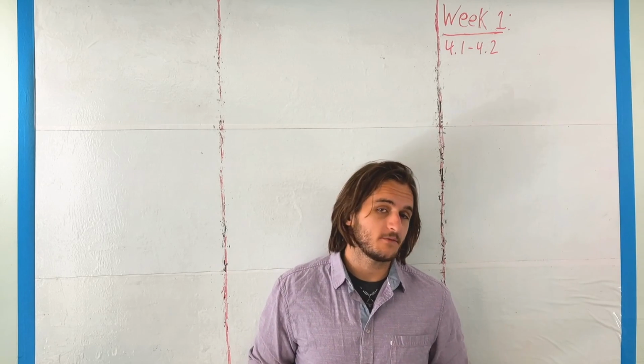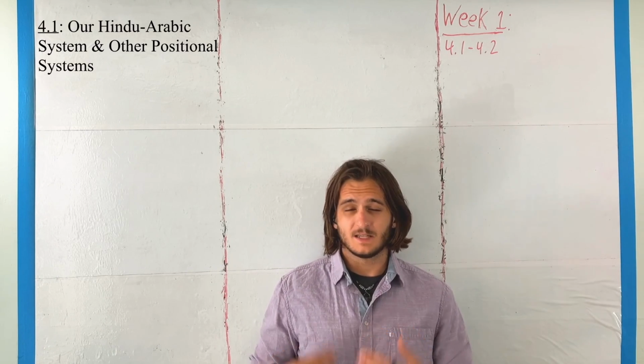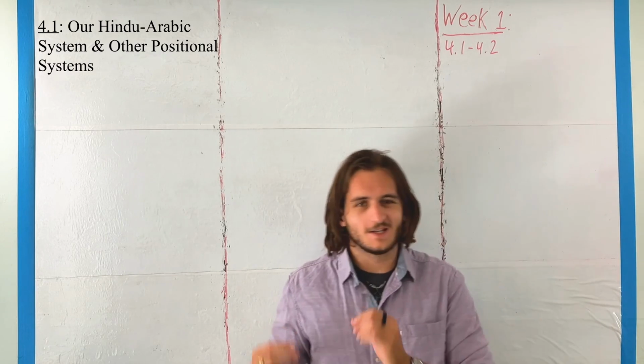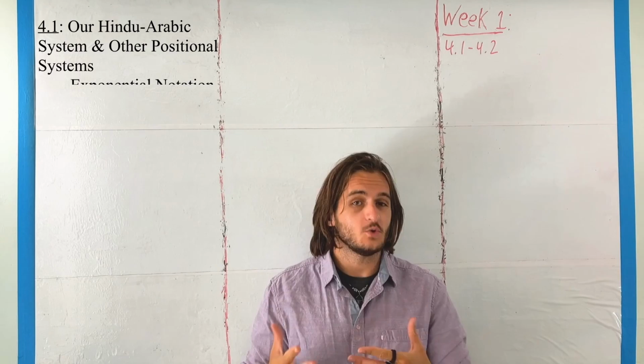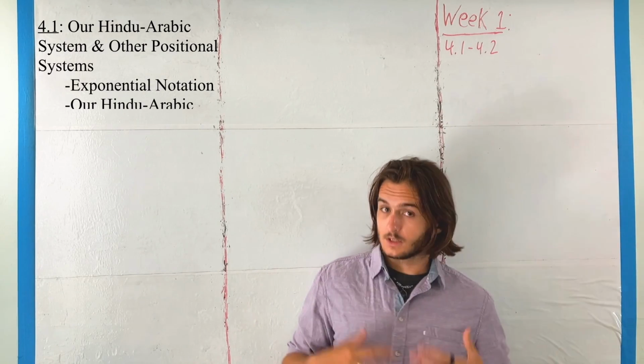We're starting off with section 4.1, which is a discussion of positional systems, where we're going to give a rough definition of what a number actually is, what we might want to do with a number, why we have numbers, and then we're going to talk about some numeration systems that we can use to describe them.